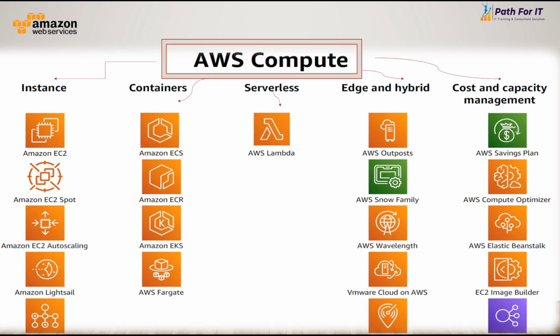Now the first product we are going to access under the overview is AWS Compute. In AWS Compute, we have several parts here. We have instances, containers, serverless, edge and hybrid, and cost and capacity management. Under instances, we will be able to manage multiple types of instances.